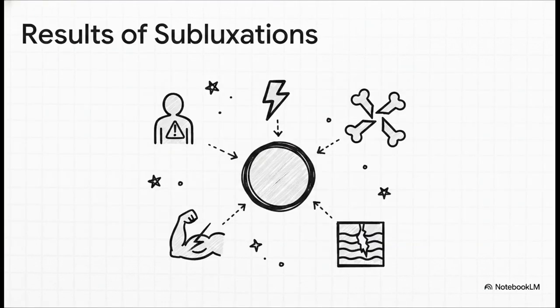This theory then builds out into some very specific biological claims. Chiropractors classify the resulting damage into 5 specific categories.